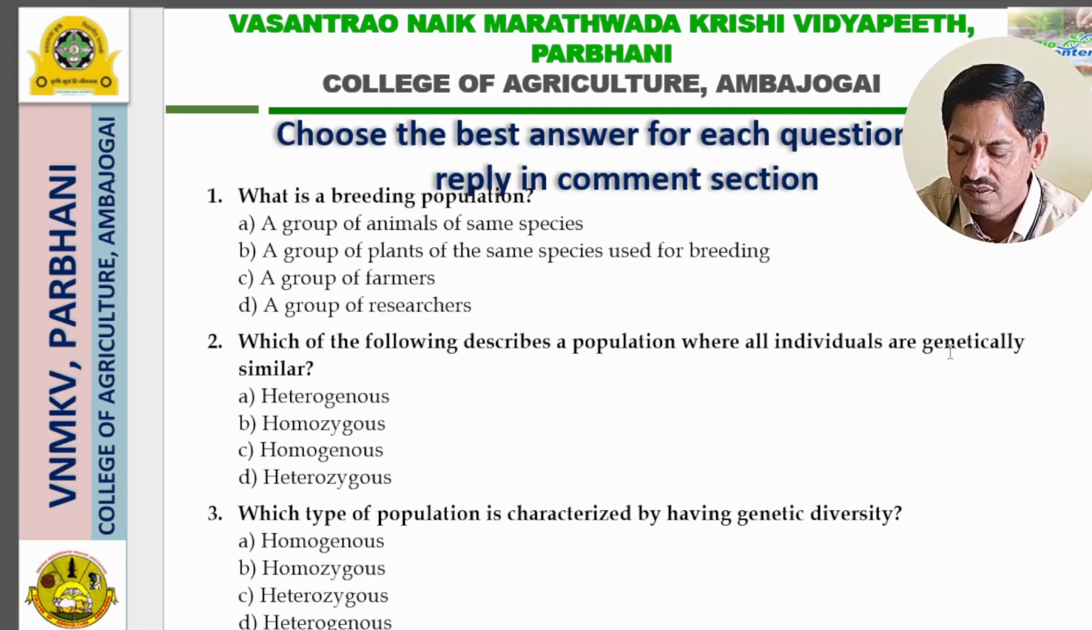This is all about homozygous, heterozygous, homogeneous, and heterogeneous population. I hope you all understood these basics, which are very much important in crop improvement programs.